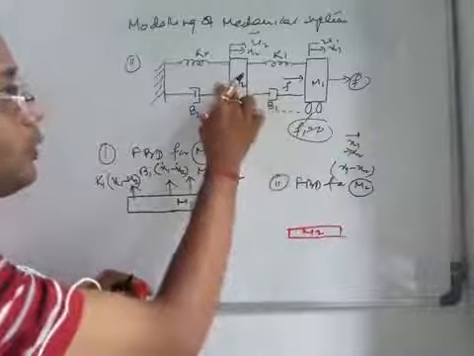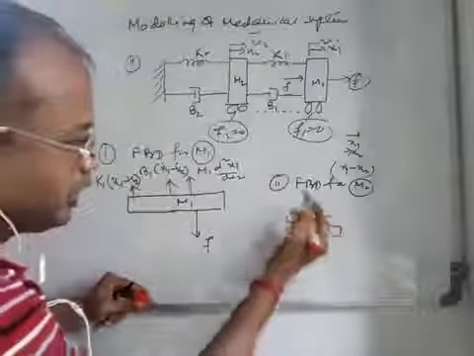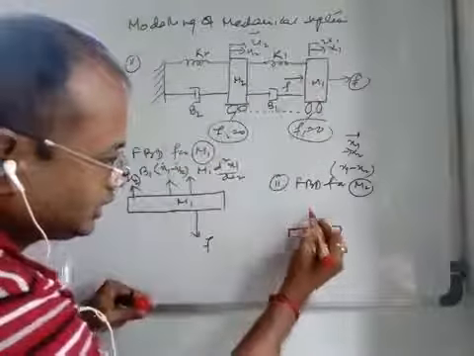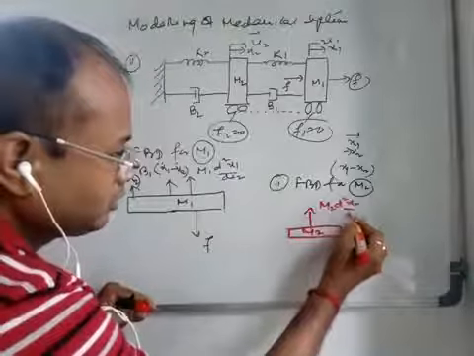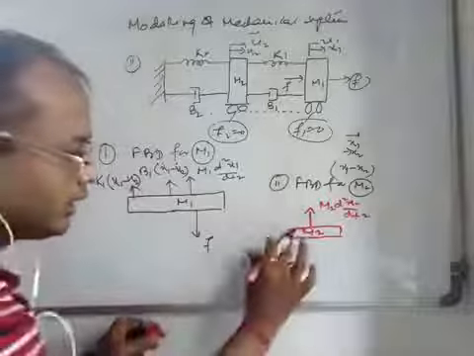So m2 is the mass and displacement is x2. The force is in this direction, so this is the opposition force, that is m2 d2x2/dt2. This is the force in these directions. And what is the force?